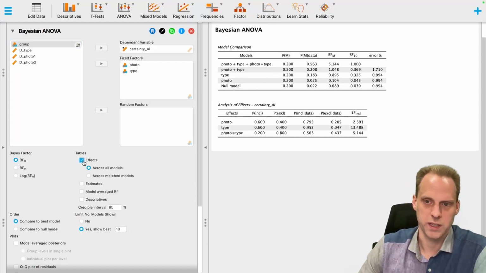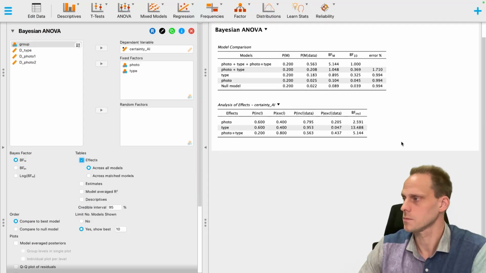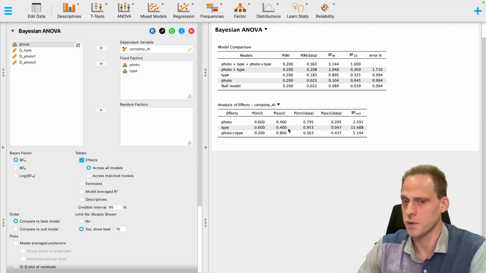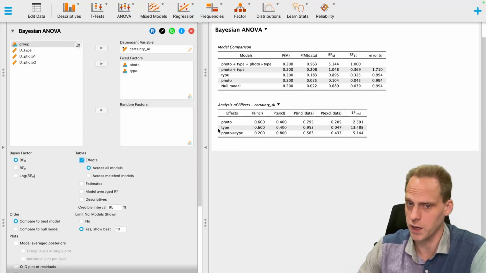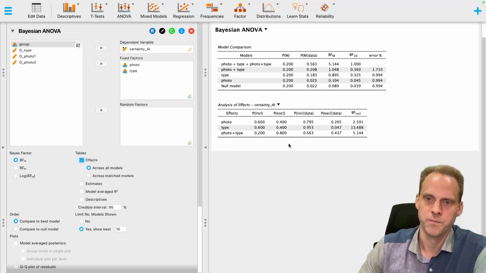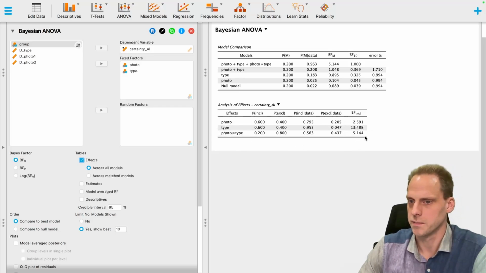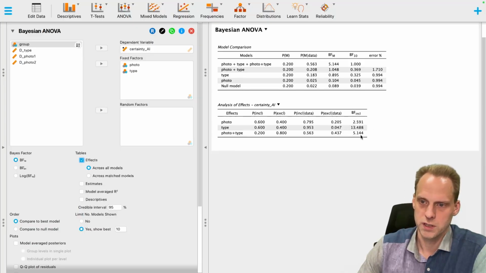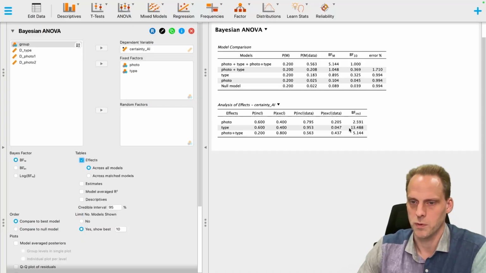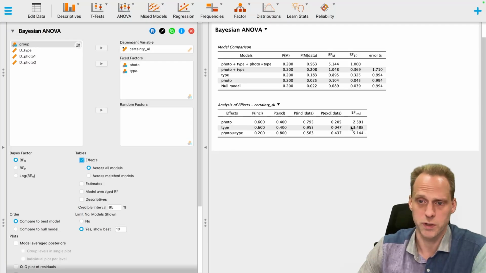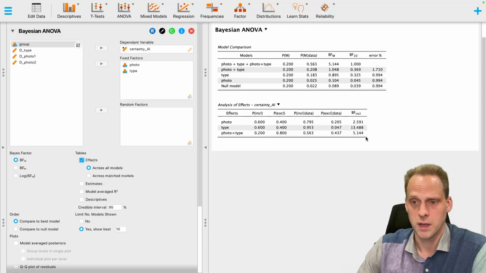We can press effects here to get a table that's a bit more like what we saw before in ANOVA, where we just have the main effect for photo, main effect for type, and interaction effect. And we see a Bayes factor for including each term. Each of these is quite strong, especially the type. The photos are the 3 different photos. Type is whether it's AI or real. People were actually pretty good at discovering which ones were real and AI. And the interaction, which we also saw earlier.